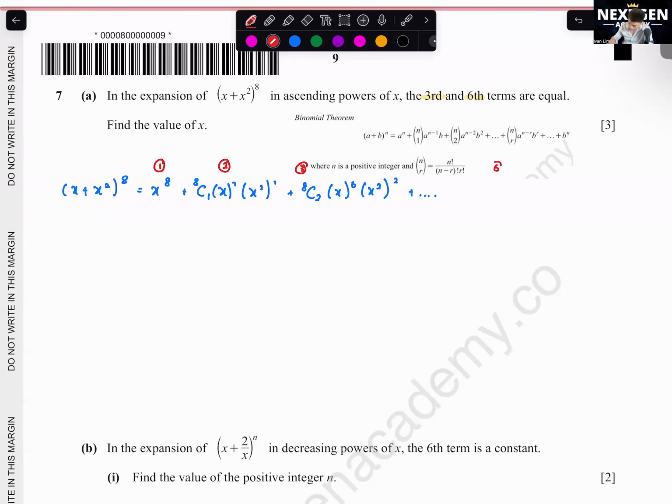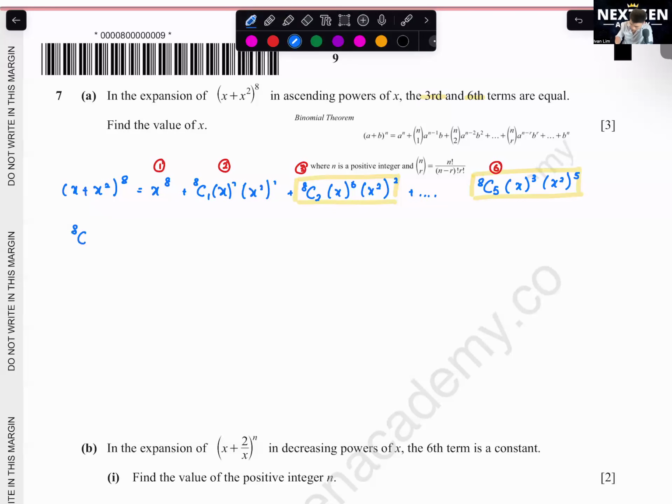Therefore, what is the sixth term? The sixth term will be 8C5: 8C5, x to the power of 3, x squared to the power of 5. Don't make the mistake of writing 8C6 and 8C3. Very, very important here. Let's equate. They say both of them are equal, so we are going to equate this value and this value to each other.